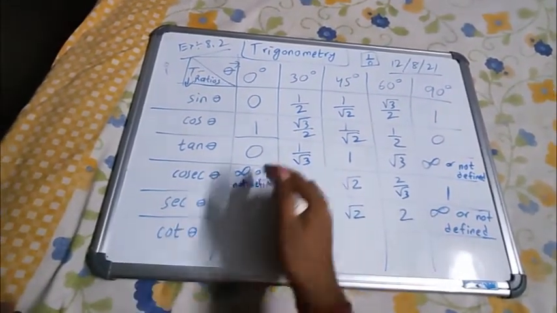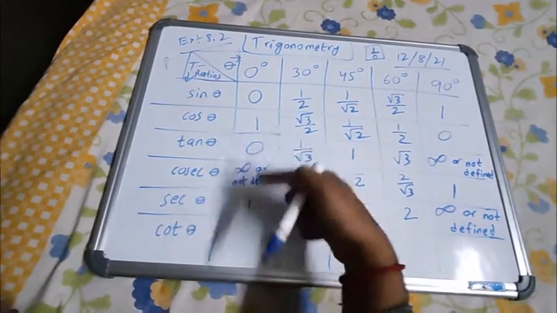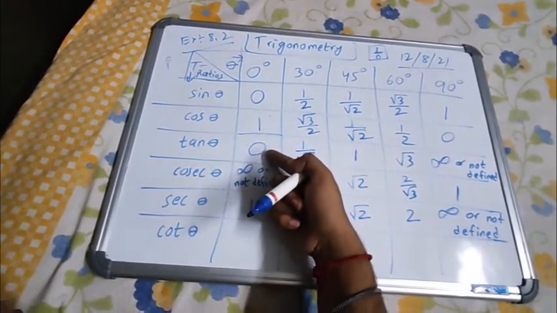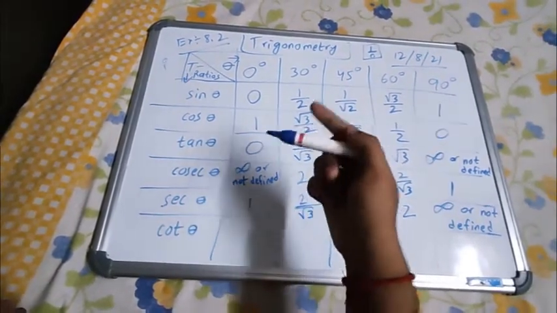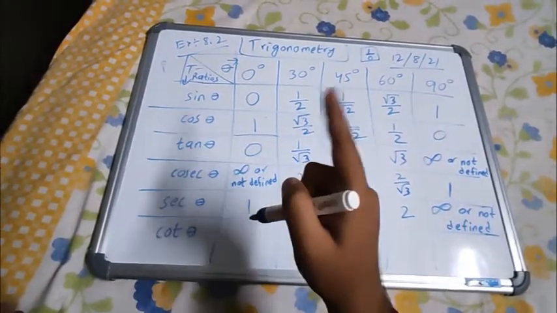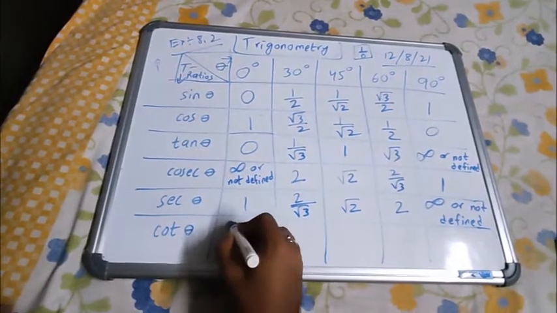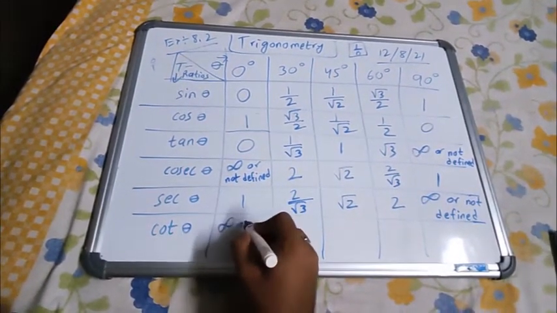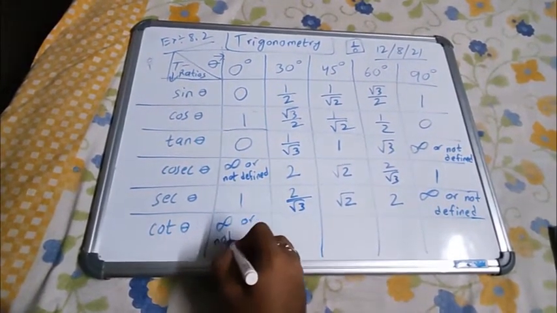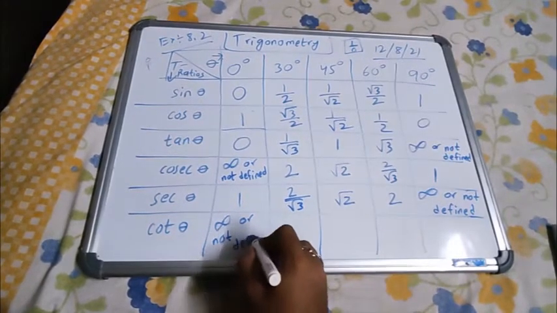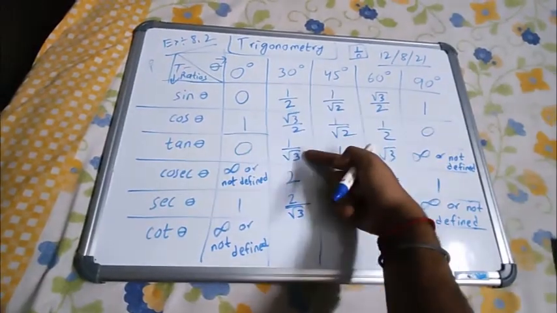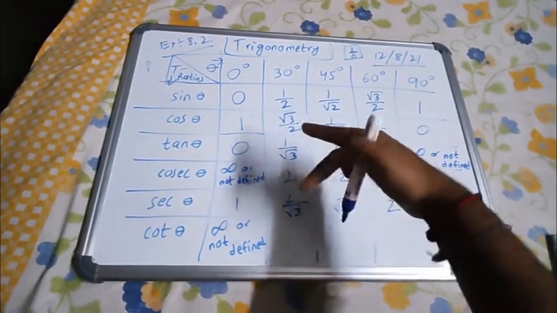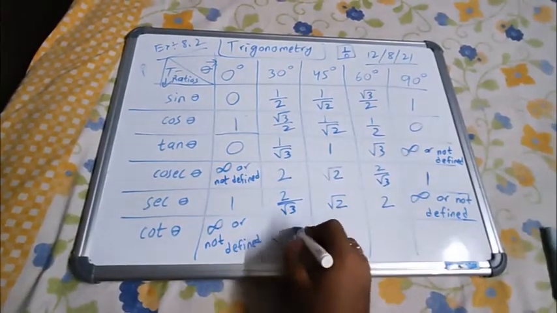Cot theta. We know cot is the reciprocal of tan. Tan 0 is 0 over here, so cot will be the reciprocal of 0. 0 means 0 by 1, and the reciprocal of 0 by 1 is 1 by 0. So cot 0 degree is infinity, or again you can write not defined. Next, tan 30 degree is 1 by root 3, so cot 30 degree will be just the reciprocal, root 3 by 1. The answer will be root 3.